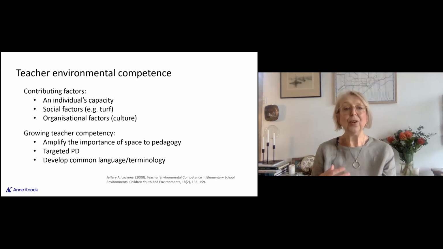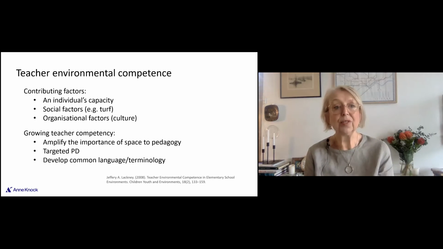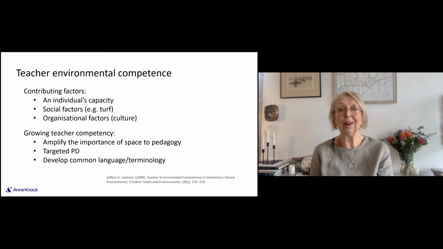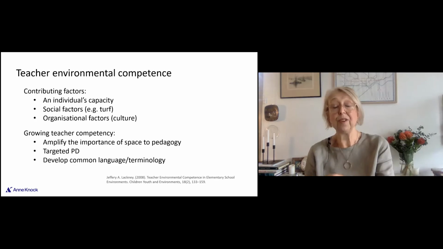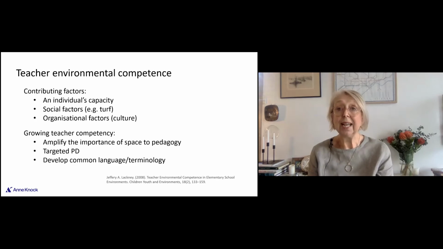So Lackney, who originally coined this phrase of teacher environmental competence, looks at some contributing factors. So an individual's capacity. I'm one of these people who feel how an environment is working and can critically look at it. But it's a capacity that you can grow. But also amongst your team, maybe there's somebody who is strong in this area. The next one is social factors, for example, my turf, your turf. In my research, there was a teacher who was in a shared learning environment, but the other teacher, as she put it, wasn't on the same page.